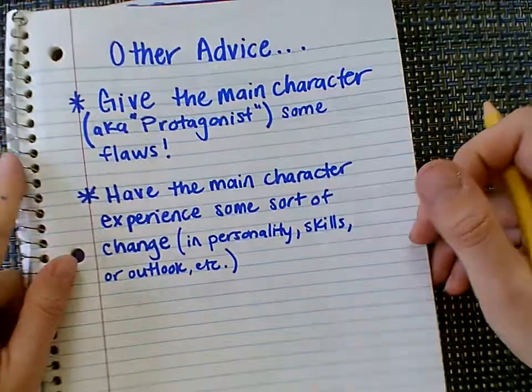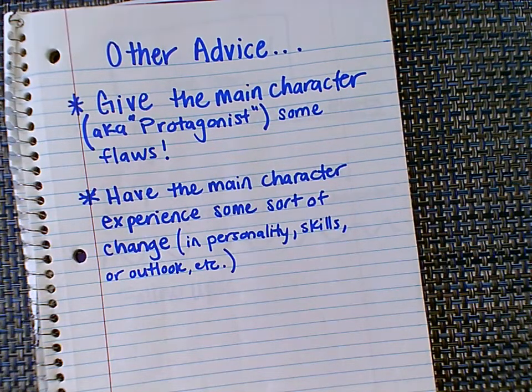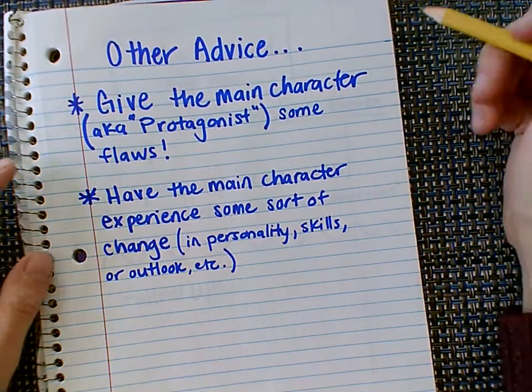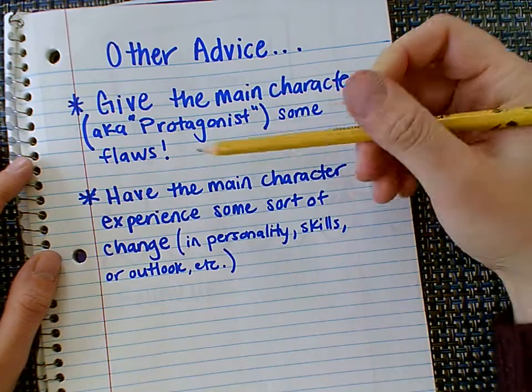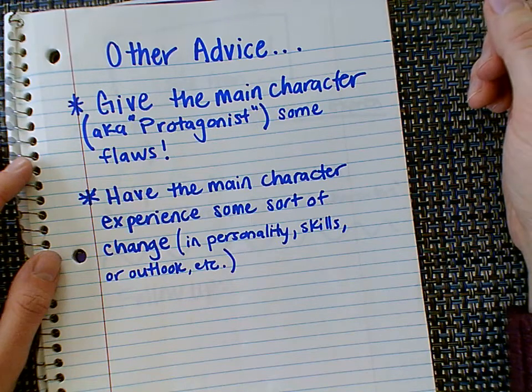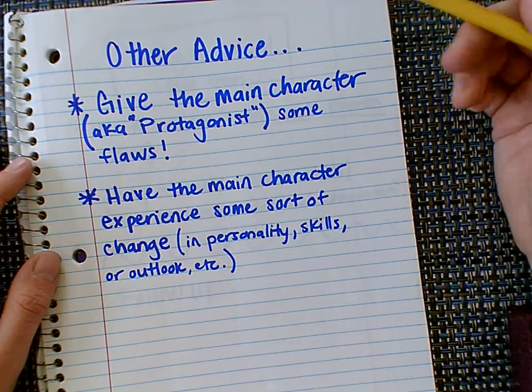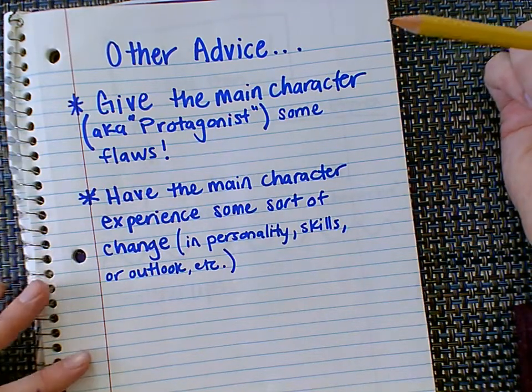Some other advice: give the main character, aka the protagonist, some flaws. Typically, we think of the main character as the hero, the one that is doing something that we really want them to do, and they're conquering a fear, or they're overcoming some evil antagonist or villain or something. But every main character, every good one, has some flaws, some problems, because in real life, we all have things that we're working on getting better about, and these flaws help give depth to the character.